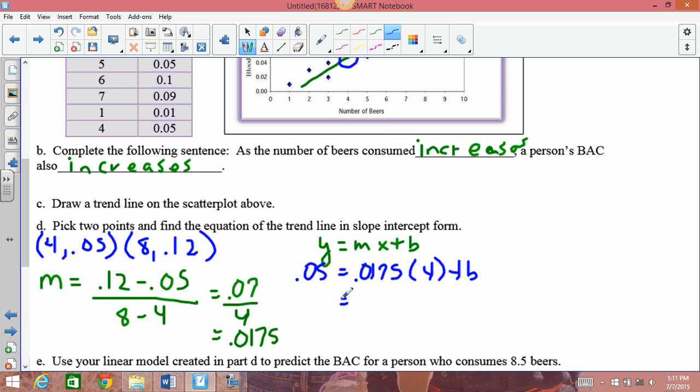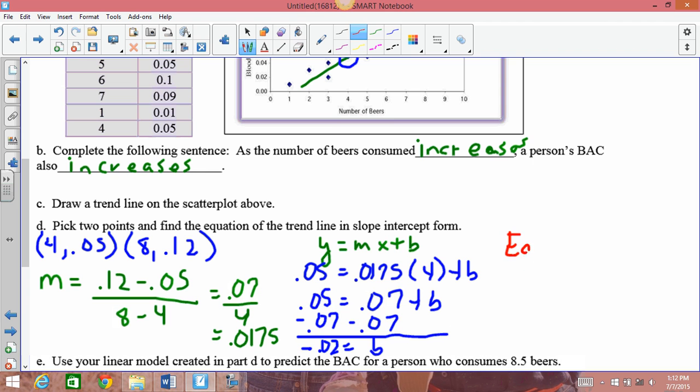So I'm going to do 0.0175 times 4, which is going to give me 0.07 plus b on that side. One more step, subtract 0.07. So then I should have b equals negative 0.02. Negative. Good. Last thing you need then is the equation. That's your y equals mx plus b. So y equals, you plug in your m, 0.0175x plus b. Since your b is negative, just go ahead and put a minus sign, 0.02. You can put plus and negative, but you can just go ahead and say minus 0.02.